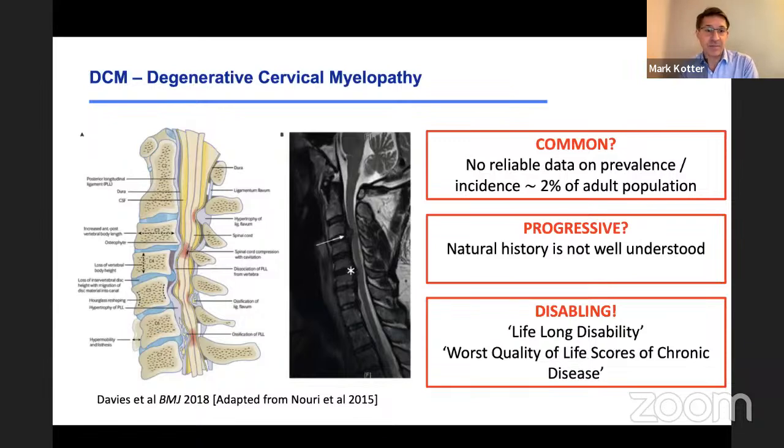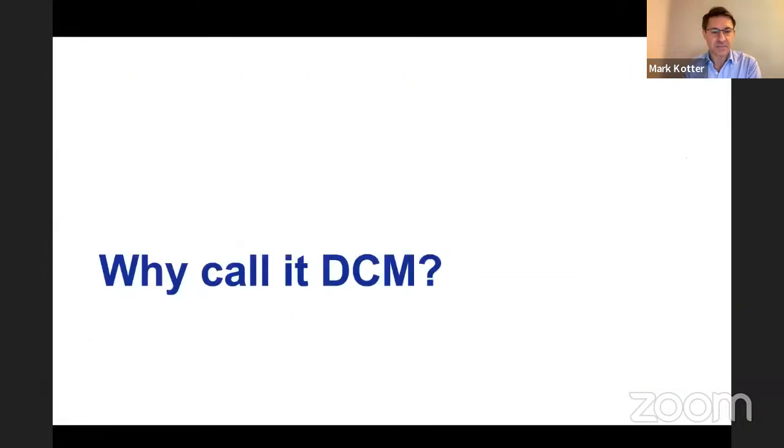Another thing that we might not be fully aware of is the extent of how devastating this condition is. Objective measures of quality of life, so SF-36 scores measured across various conditions, show that DCM ranks amongst the worst of all chronic conditions. So it might not look as bad as a spinal cord injury from the outside, but from the inside, it does affect one very severely.